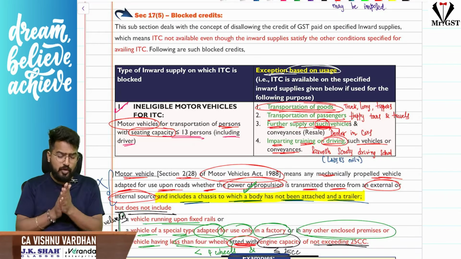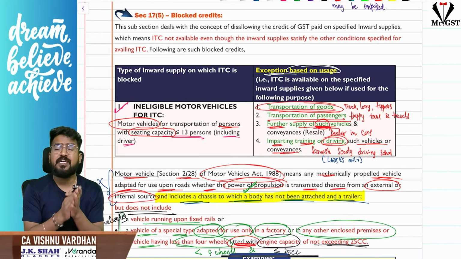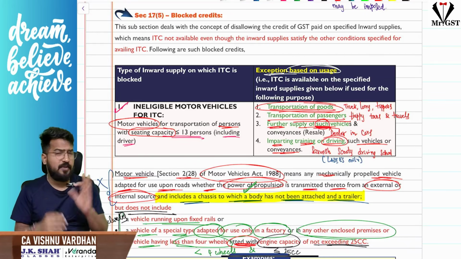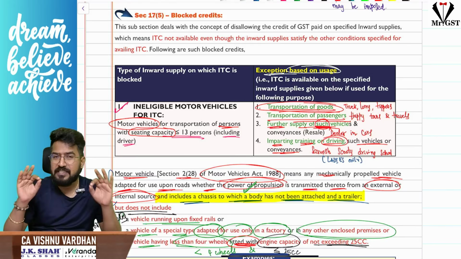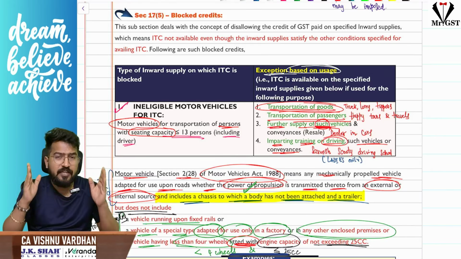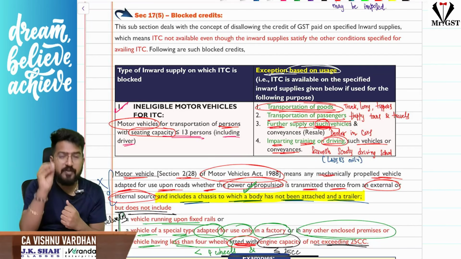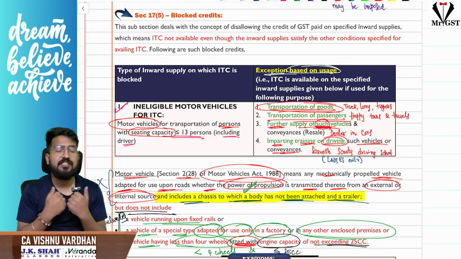Now let us move on to the next, 17 subsection 5, blocked credits. You know, it is a very important section. You should remember it very well. So 17 subsection 5, blocked credits. Sir, what is this blocked credit all about? Even though you are purchasing something for business purpose, you cannot avail ITC. Yes, even though you are buying it for business purpose only, we still cannot take ITC because it is given in 17 subsection 5.